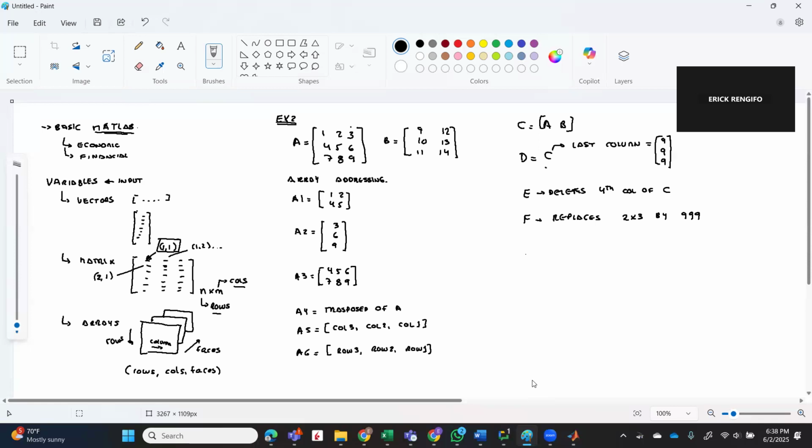Sorry, question. Yes, please go ahead. For D, you want the last column of C? Yeah, so what I mean is, you see this column here? When you join A and B, this is the last column of C, right? I want to replace these numbers by 9, 9, and 9. So instead of 12, it's 9, 9, and 9. Great, okay.